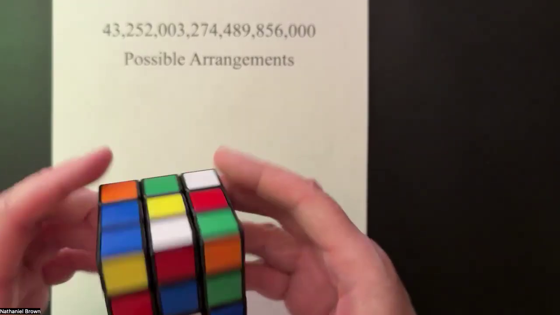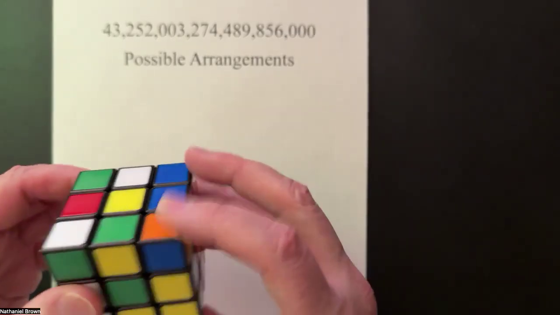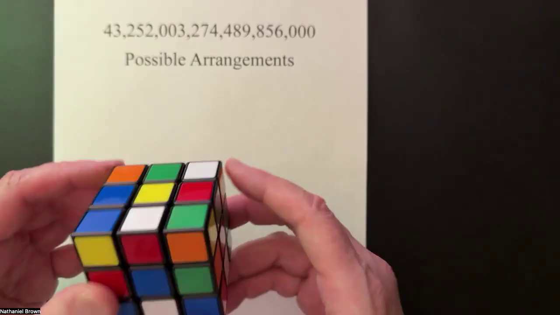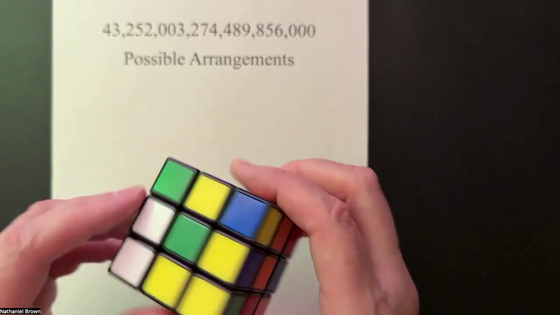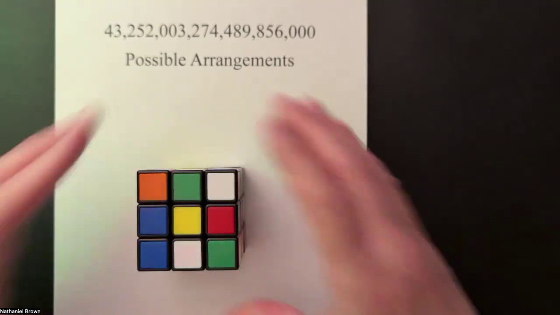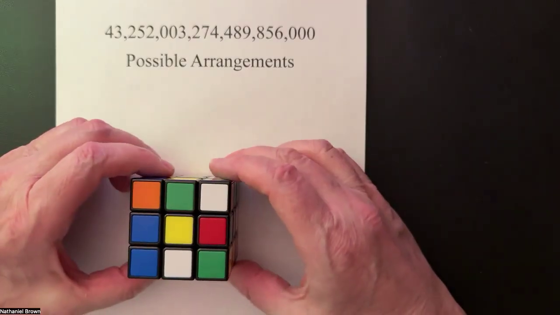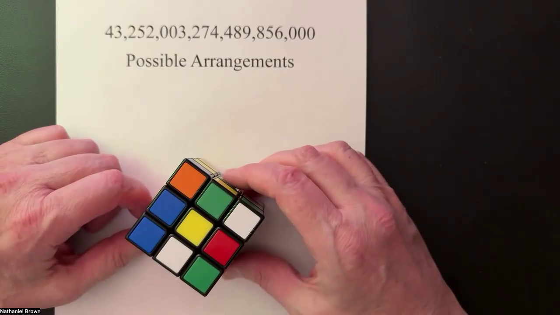And if you were like me growing up in the 1980s, pretty much everybody I knew had a Rubik's Cube, and absolutely no one knew how to do it. I mean, I seriously didn't know a single person who knew how to do it. Now, probably the reason for that is because there's so many possible arrangements.